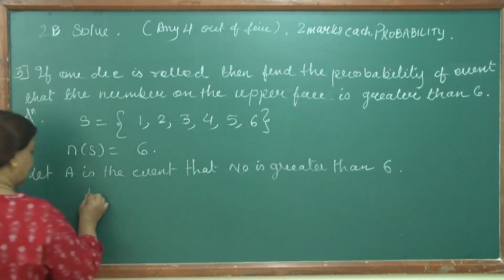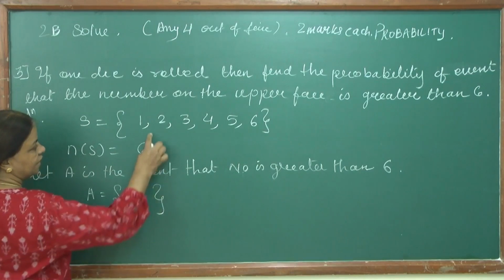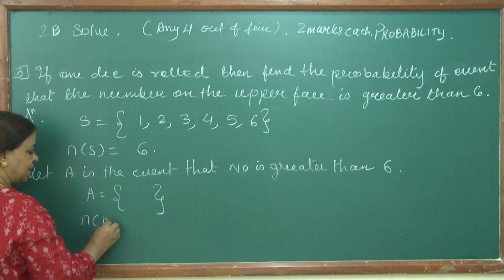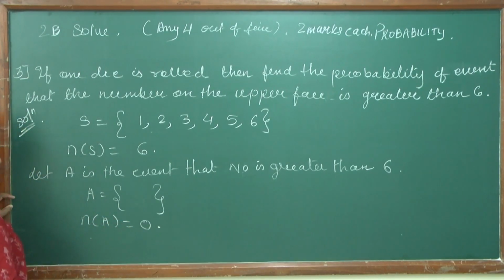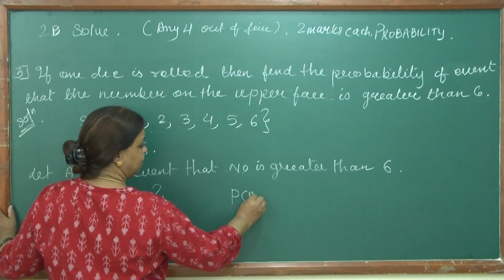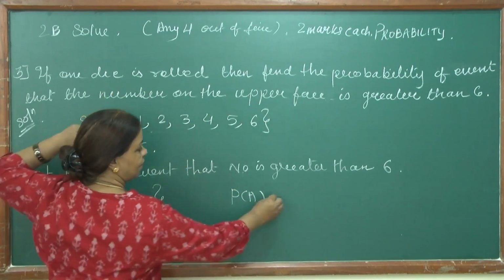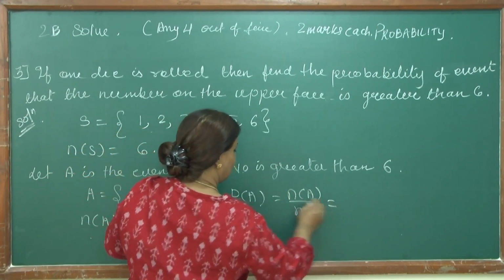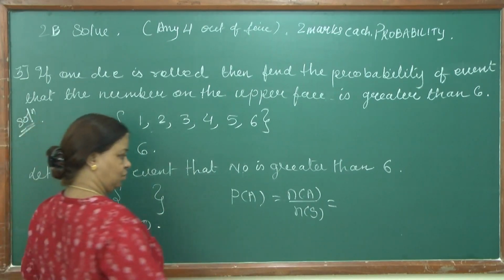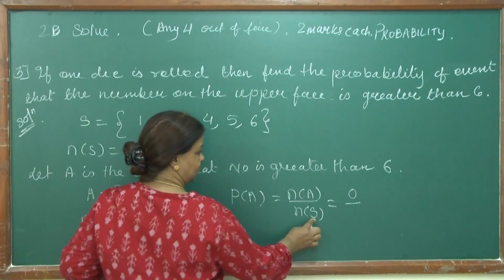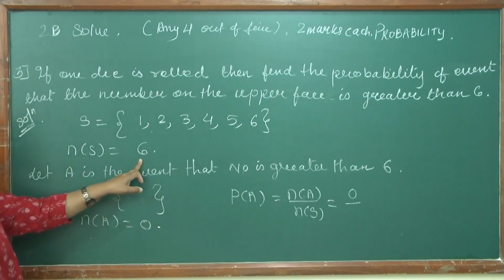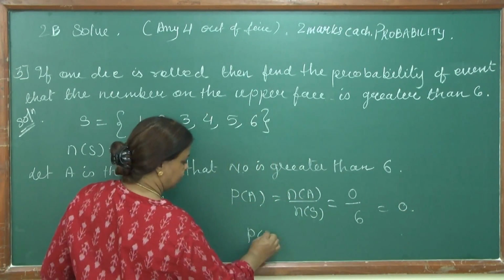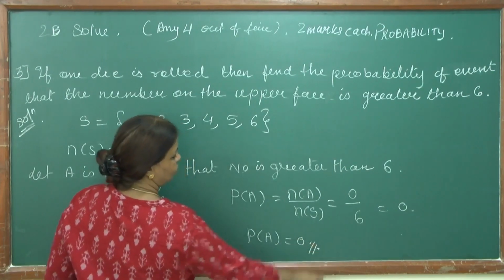So if I write A, which is the number which is greater than 6 here? No number, it is empty. So what will be the number of elements in A? It will be 0. Therefore, what is the probability of A? We have to find probability, na children? Probability of A is the number of elements in A upon the number of elements in the sample space. What is A? A is 0. So 0, and the number of elements in the sample space is 6. So 0 upon 6 is equal to 0. So the probability of A will be 0, children. You can pause and you can solve the sum.